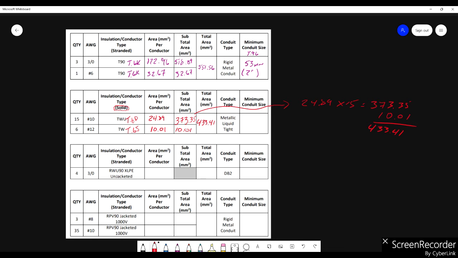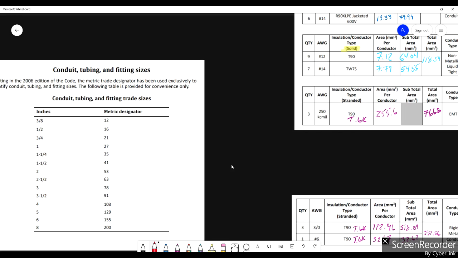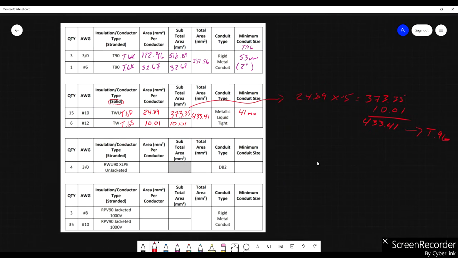You take this number, you're going to go to table 9G, 40% conduit fill, and we're using metallic liquid tight, and you will see that you would need a 41 millimeter metallic liquid tight for this, to contain these conductors. All right. And again, 41 is equivalent to an inch and a half conduit. So, inch and a half.